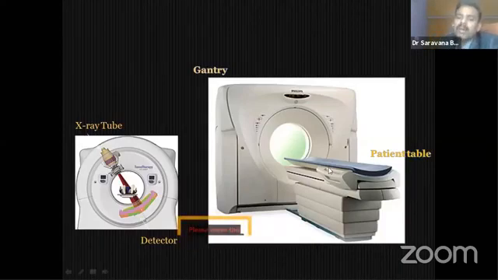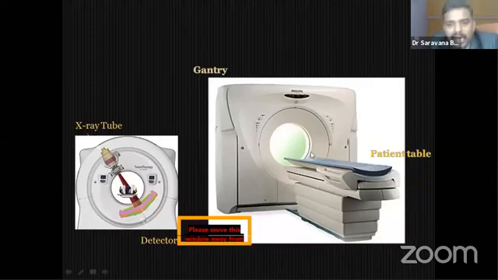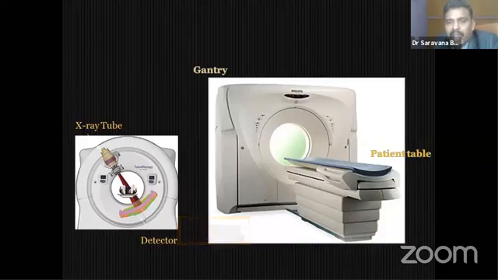I will tell you the computer tomography principle also in a very simple way. The patient has to lie down on the patient table. The table should move into the gantry. Keep it in mind: one complete 360-degree rotation of the X-ray tube around the patient's body captures one single slice. I'll repeat it again.